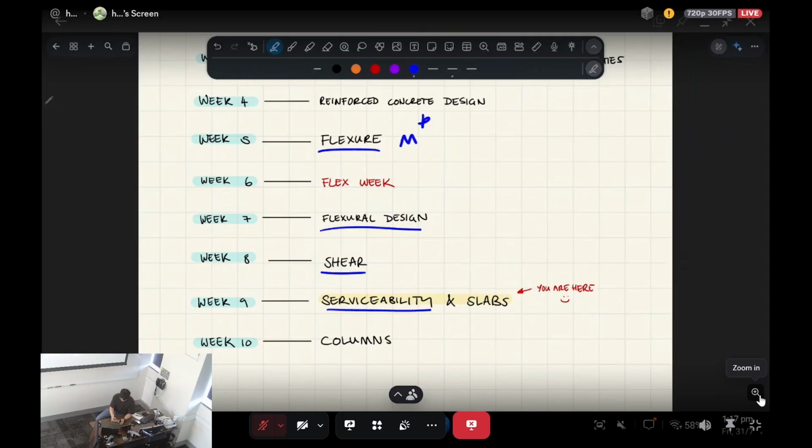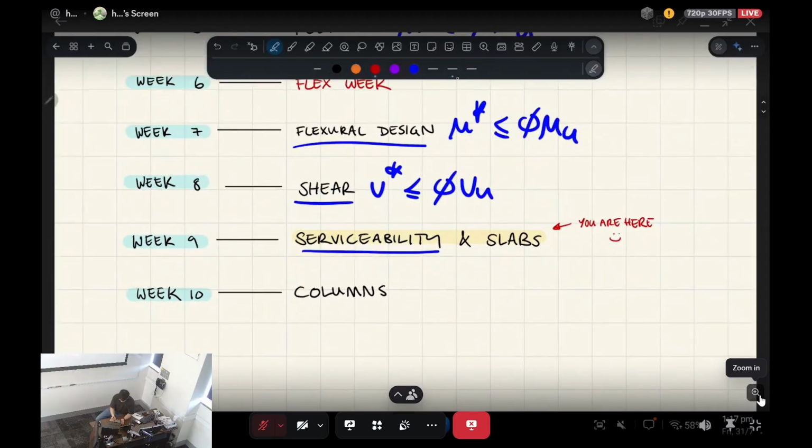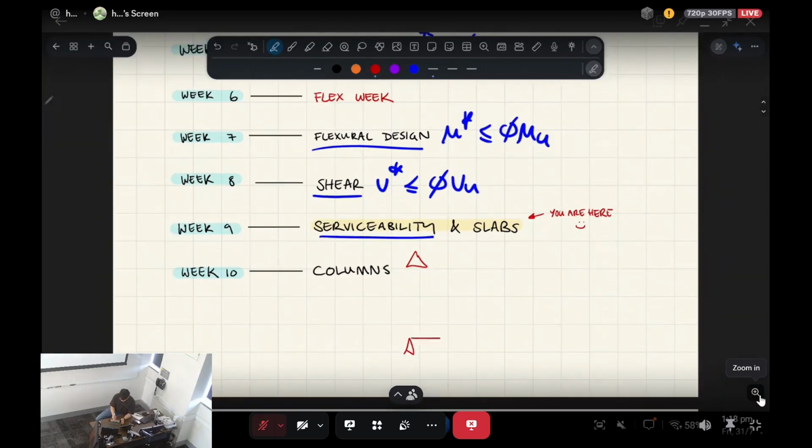For flexure, you're designing for a bending moment, and you have to make sure that it's less than the capacity that your beam can take, right? For shear, we do a similar thing, except it's in terms of a shear capacity versus your shear force at your critical location, right? Serviceability is similar, and I'll run through this in more depth in a second. But the idea is the amount of deflection your beam does.